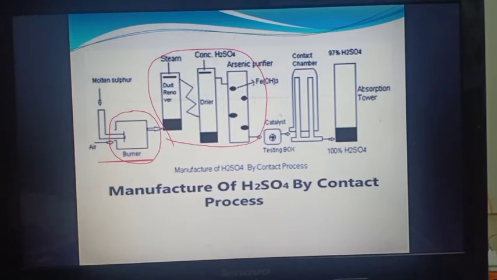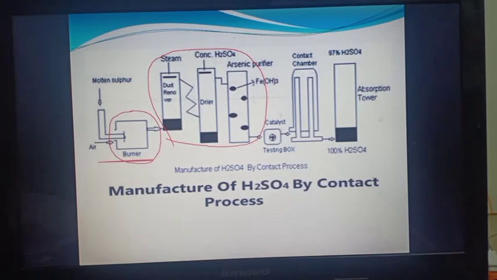The reason is that from the burner, the gas produced consists of sulfur dioxide 7%, oxygen 10%, and nitrogen 83%. But along with the gases there are a few other impurities also, for example sulfur dust, H2SO4 fog, and others. Now we need to purify these impurities, and the following steps are taken.